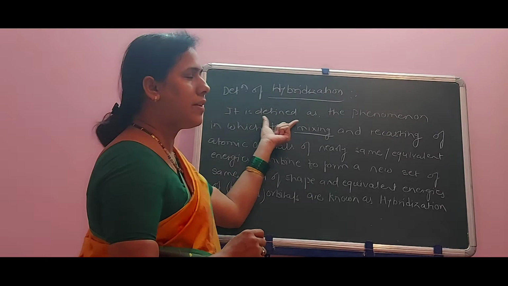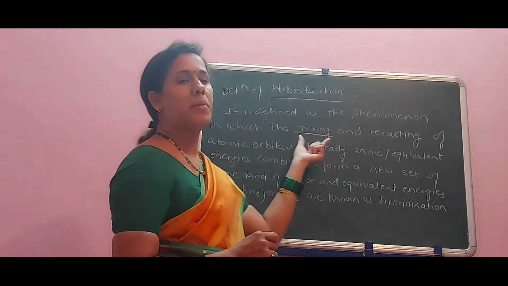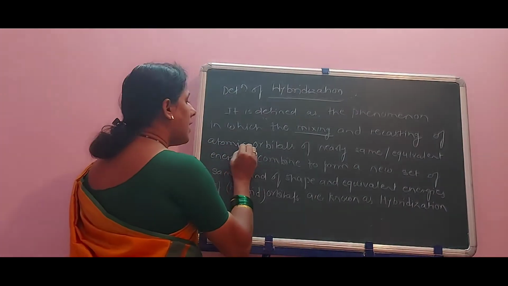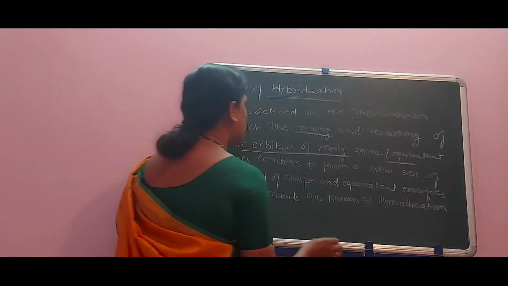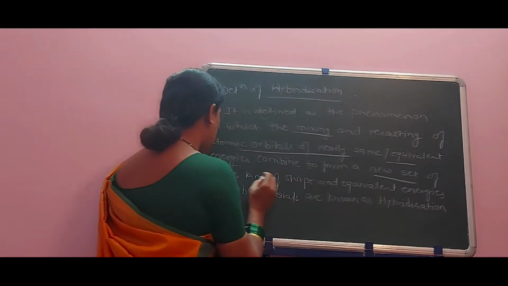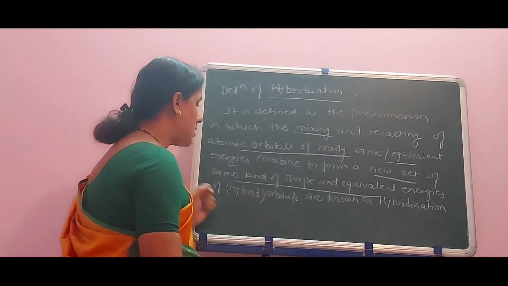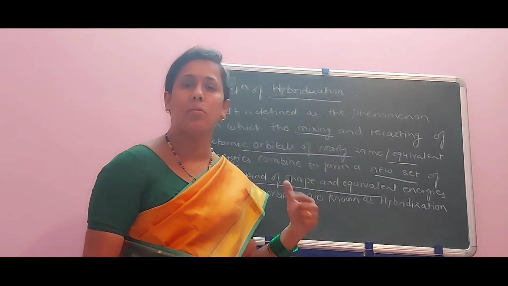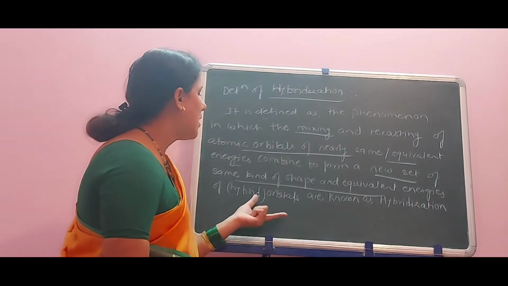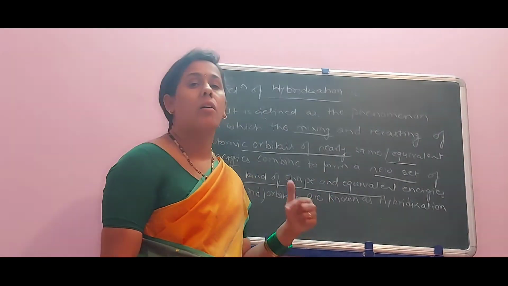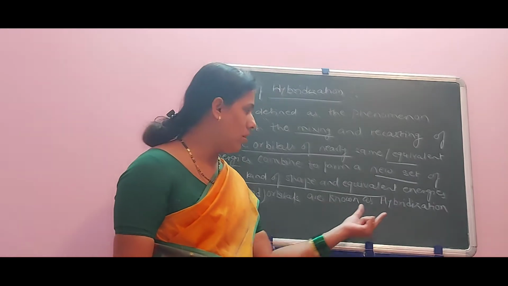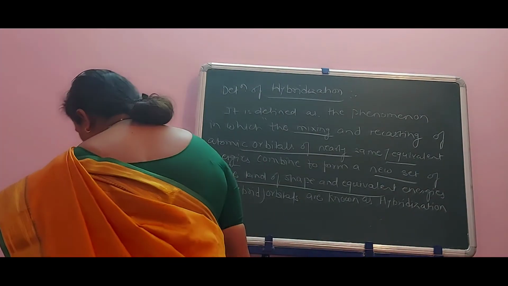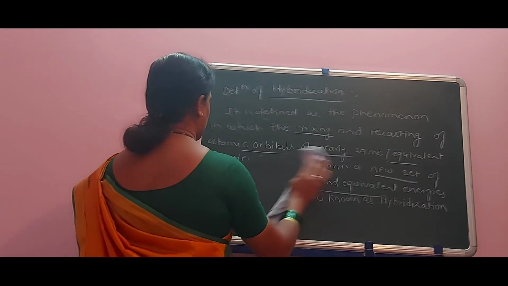Again I am repeating the definition. That is the phenomenon in which the mixing and recasting of atomic orbitals of nearly same or equivalent energies, and here we have to stress on this, combine to form a new set of orbitals of the same kind and equivalent energies, which are known as hybridization, and the newly formed orbitals are known as hybrid orbitals. Now what are the steps or requirements for a molecule going through hybridization? See the next point, the requirements or conditions for hybridization.